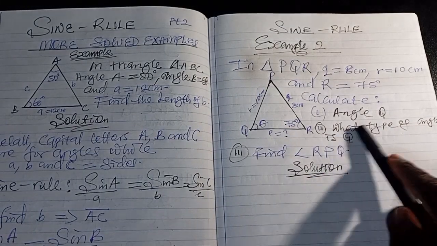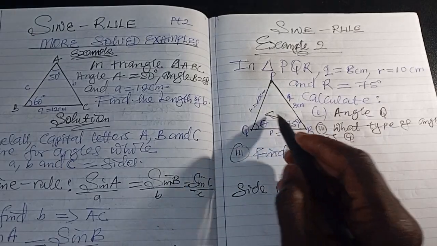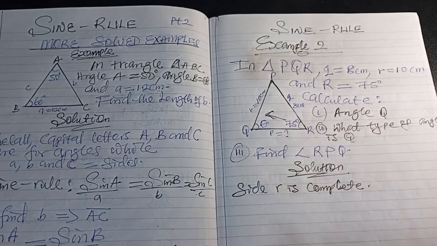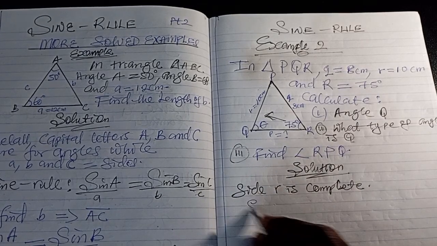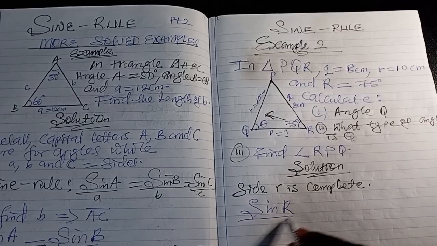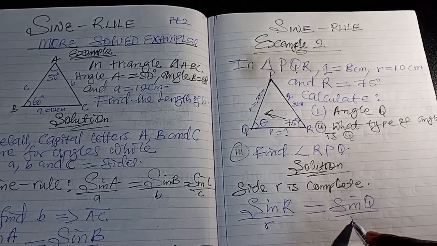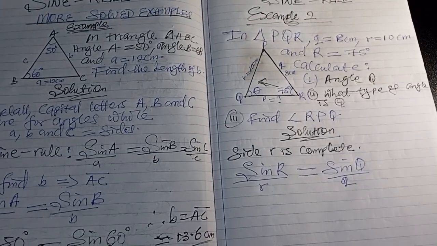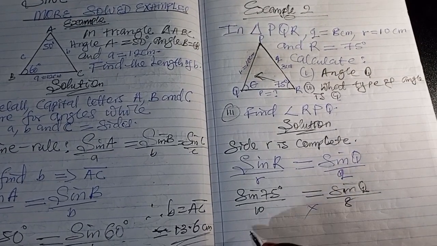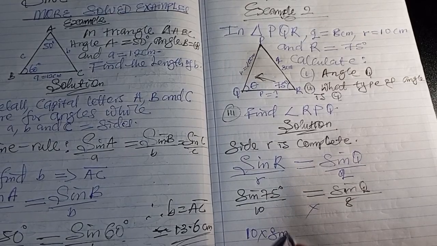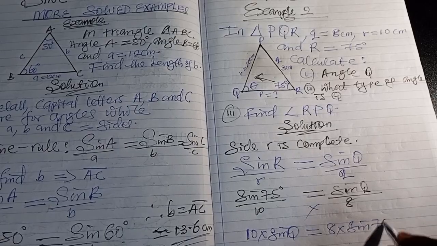Now, let's calculate this angle Q. It's complete. So we are going to use this side that is complete to equate the side that we are required to calculate. So I can have sine r divided by small r is equal to sine q divided by small q. Now let's substitute. We can easily cross multiply. So let's just cross multiply and have 10 multiplied by sine q is equal to 8 multiplied by sine 75.